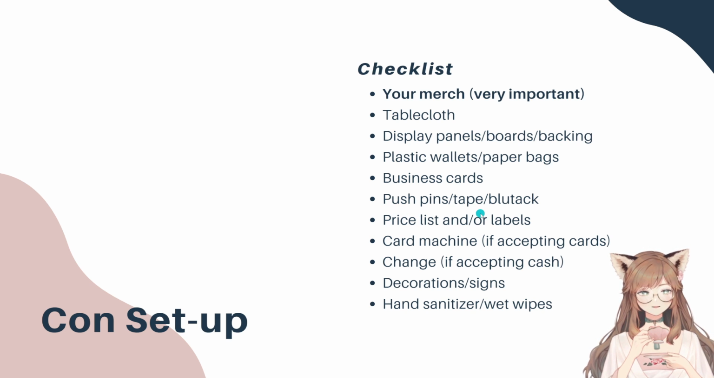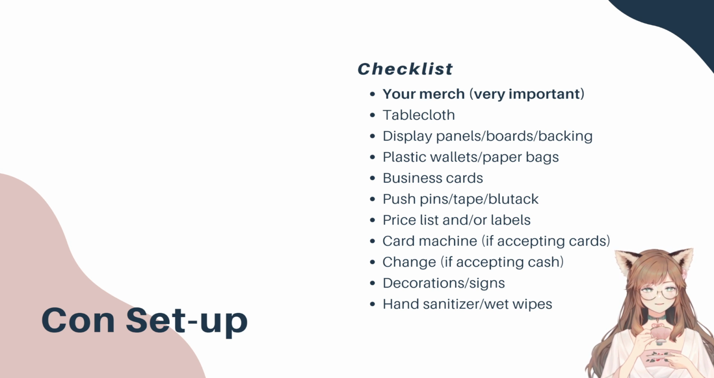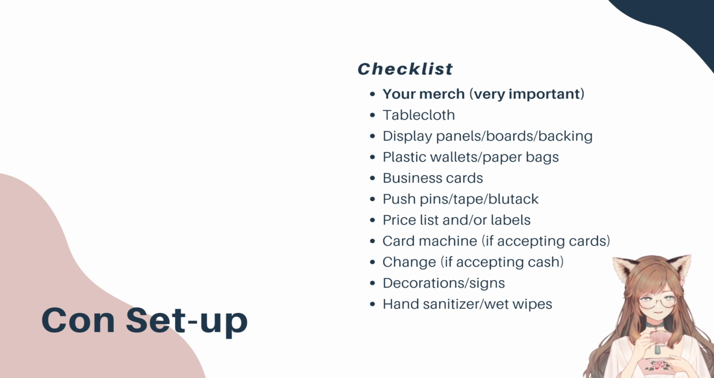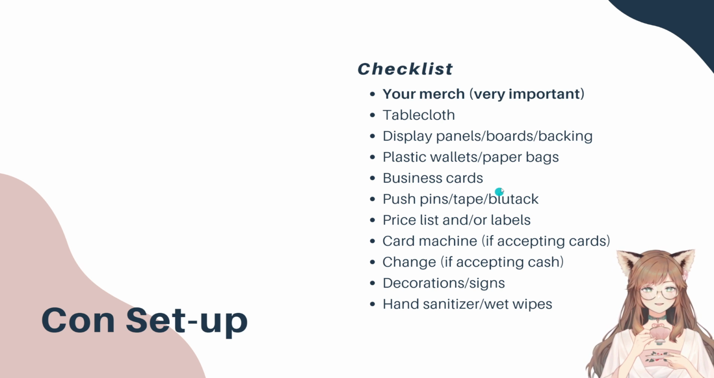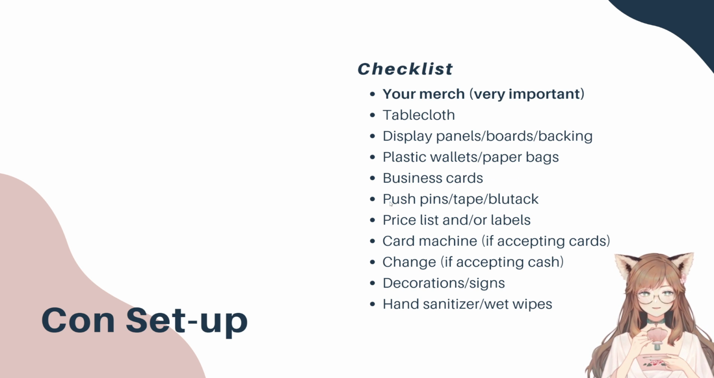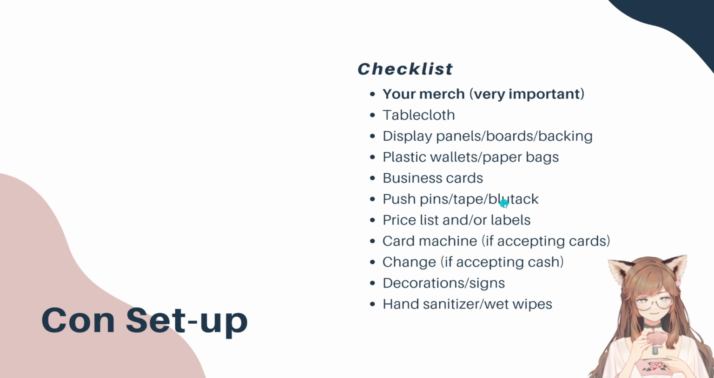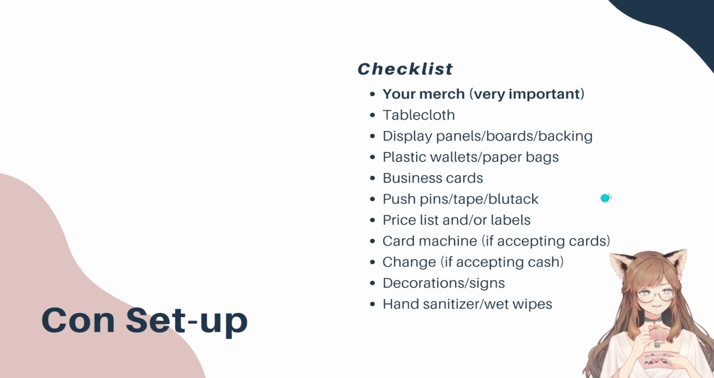Push pins and tape or blue tack. This is very important also because this is what you'll use to basically put everything up. I usually use masking tape for prints so that I can remove the tape safely and then reuse the print for the next con. And push pins I use to pin the charms to the corkboard that I'm displaying them on. You can also use blue tack if you have the plastic squares, then you can use blue tack to tape stuff up as well.